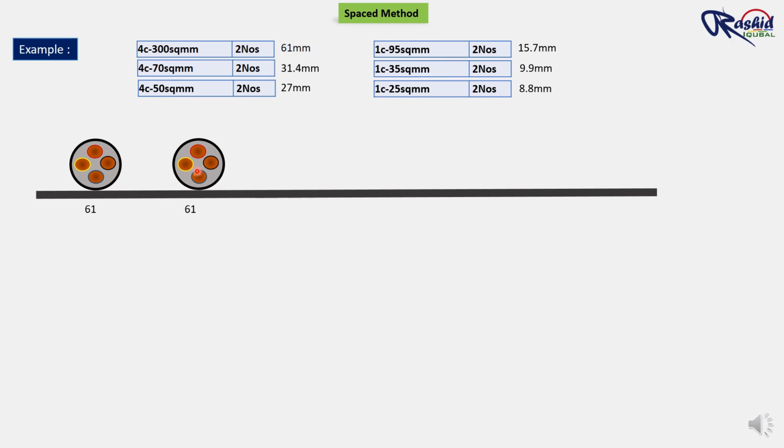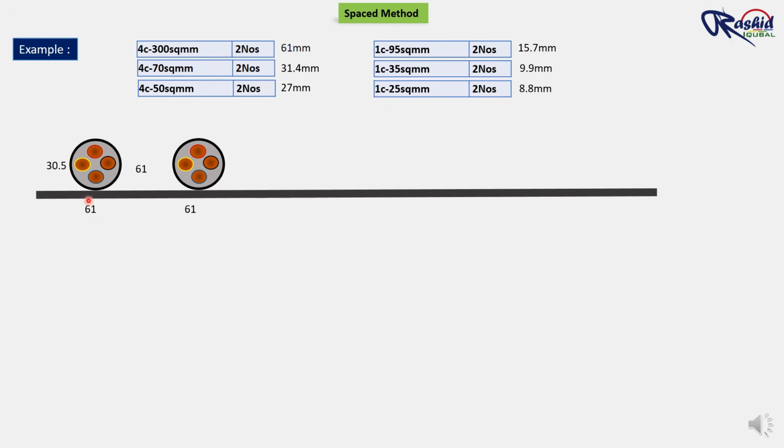Since both cables are of the same size, we will maintain a 61 mm gap between them, that is equal to the diameter of the cable. And from the first cable to the wall of the cable tray, or we can say the flange of the cable tray, the gap is half of the cable diameter, that is 30.5. This is half of 61 mm.